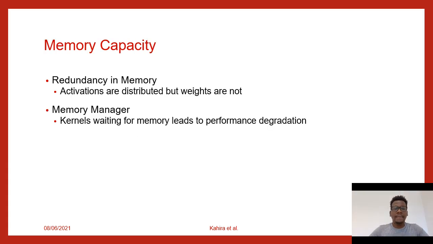Another limitation is memory capacity, and this is because there's some redundancy in memory for some strategies, because activations are not distributed. I mean, activations are distributed, for example, in the case of channel and filter, but the weights are not. And distributing the weights would require some extra overhead, and therefore we stuck to just distributing the activations. There is also the problem of the memory manager, where kernels are launched asynchronously, but they have to wait for memory allocation, and this leads to performance degradation.